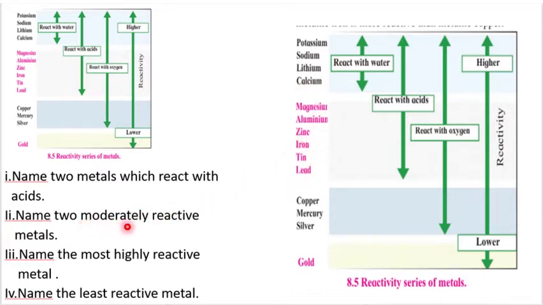Name the two moderately reactive metals. Here are the metals which are the moderately reactive metals. So you can write down any two, like aluminium and iron.